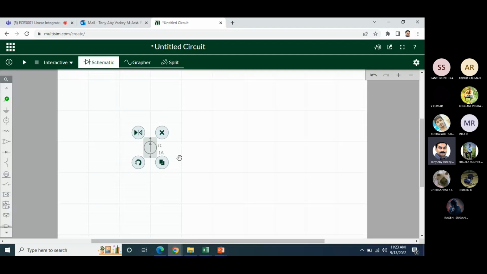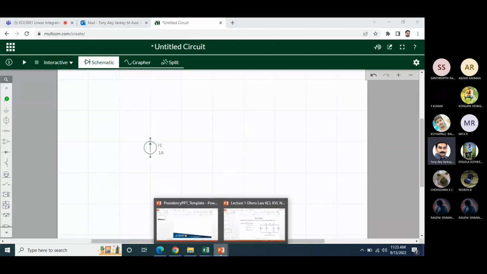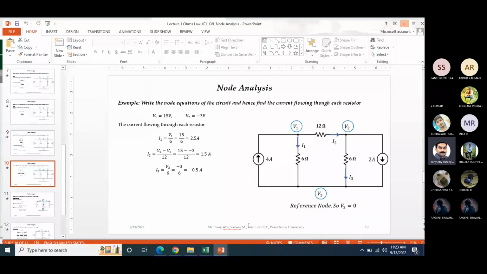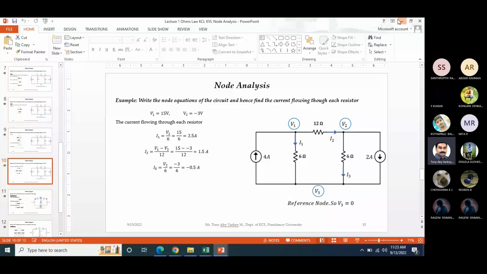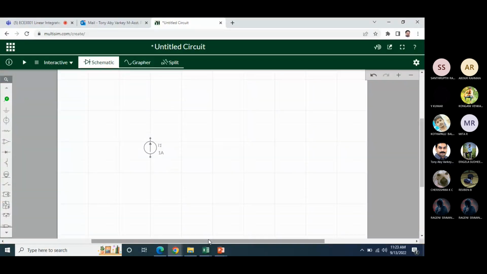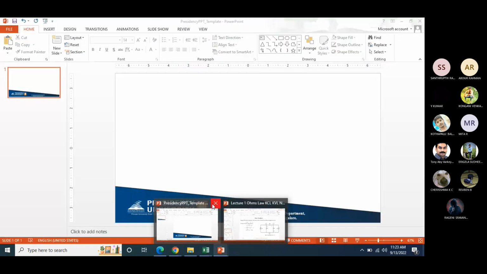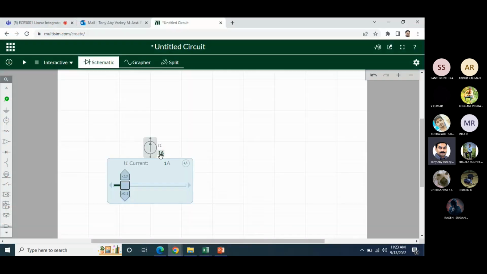So this is our first current source. Now what is the value of the current source that is required? 4 ampere. So what you can do is click on this 1 ampere. By default it will be 1 ampere. Change it to 4.